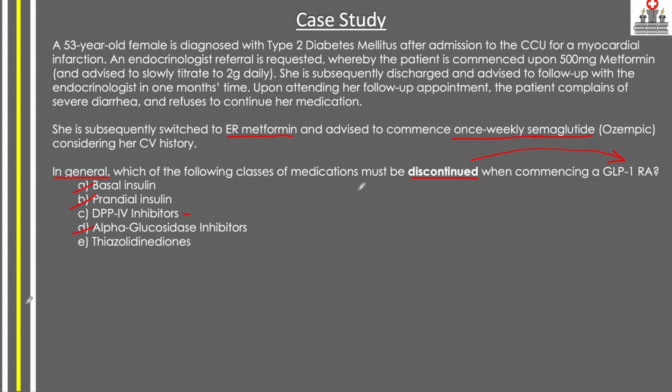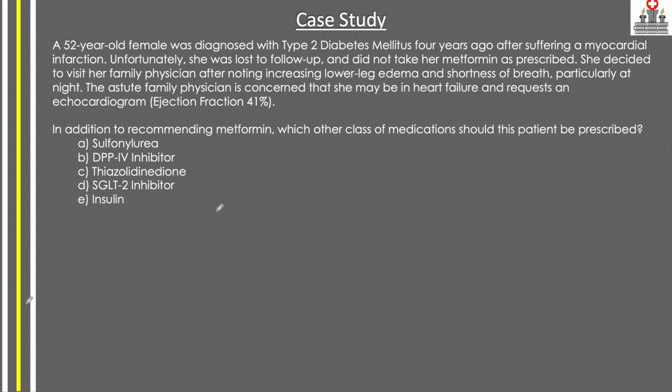If the question was which class of medication should be discontinued or the dosage should be reduced when commencing insulin, then it would be a TZD, because a TZD increases fluid retention, as does insulin, and there's a greater risk for heart failure or precipitation of underlying heart failure. But in this question, which medication class must be stopped when commencing a GLP-1 receptor agonist? That is simply the DPP-4 inhibitors, the dipeptidyl peptidase inhibitors. Now let's go into another case study.